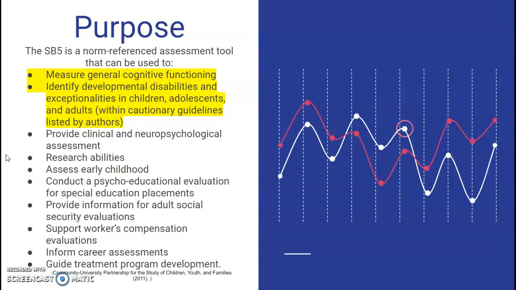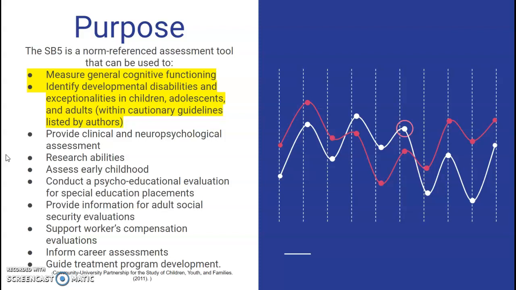But the big two I have highlighted here are measuring general cognitive functioning and identifying developmental disabilities and exceptionalities in children, adolescents, and adults. So those are, in my opinion, the two big focuses of it, why it was created and why it continues to be looked to. But there's a variety of other purposes here for this.